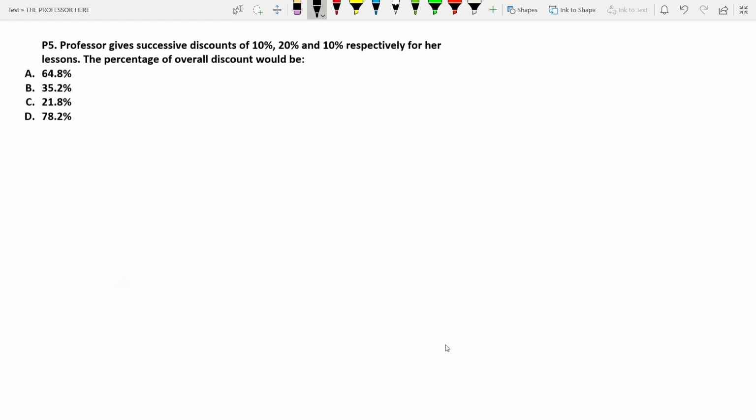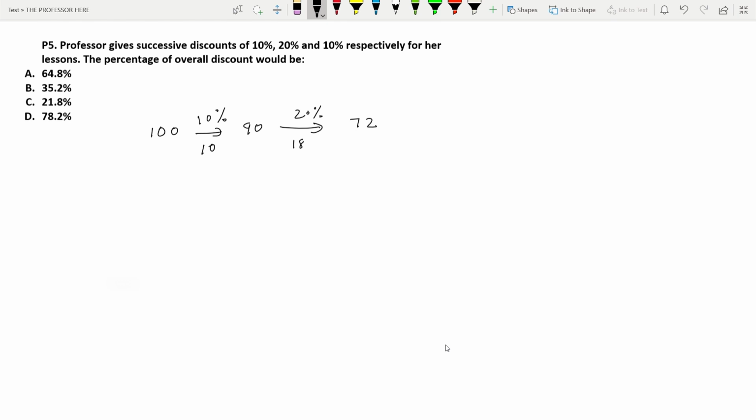Question number P5. A professor gives successive discounts of 10%, 20% and 10% respectively for her lessons. The percentage of overall discount would be? Take the initial price of the lessons as 100. Then the first discount is 10%. 10% of 100 is 10. Since it is a discount, you reduce it from 100 and it becomes 90. Now the second discount is 20%. 20% of 90 is 18. You reduce it from 90, it becomes 72.